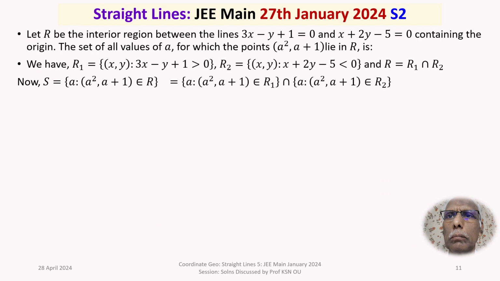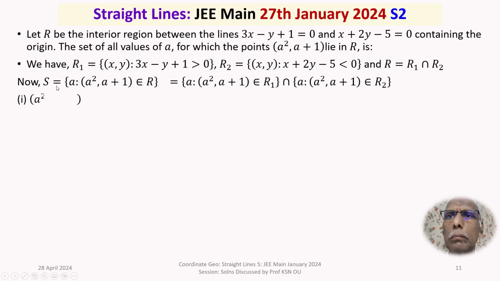That's what we have so far. R1 we have, R2 we have, R is R1 intersection R2, and S is the set of all those a for which the ordered pair (a², a + 1) belongs to R, that is equal to the set of all those a such that (a², a + 1) belongs to R1, intersection with the set of all those a such that these ordered pairs belong to R2.